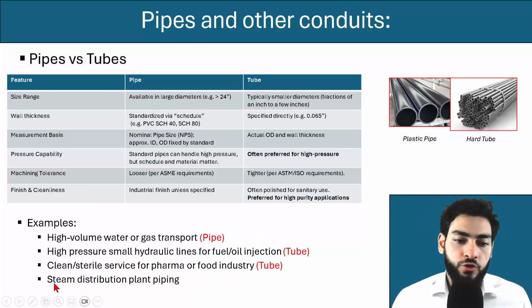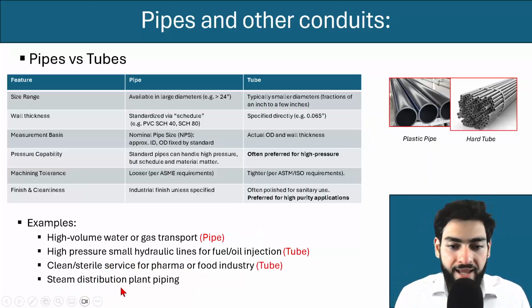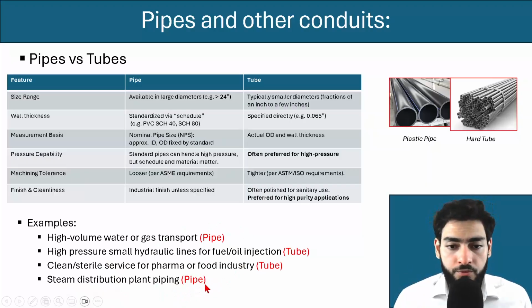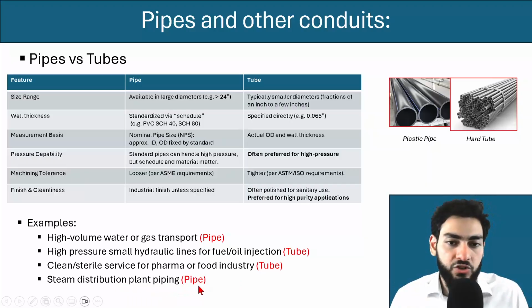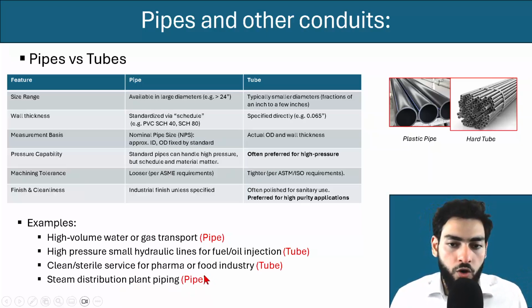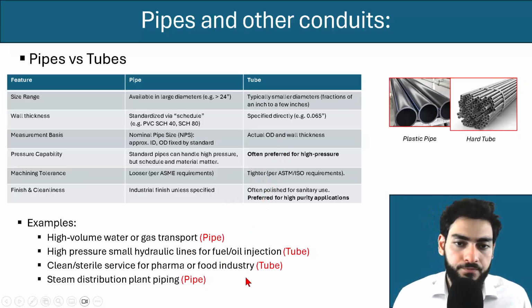Now, finally, if you're distributing steam in your plant, then piping might be the more appropriate option, because I assume you have larger lines and I assume you need steam for heat exchangers, and so there isn't necessarily a particular steam grade or quality for the water that you're trying to maintain by having a particular finish on the pipes.